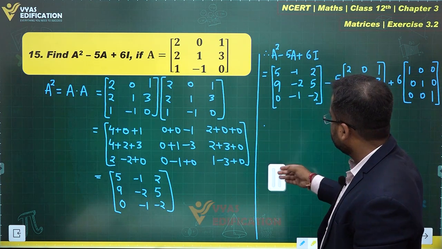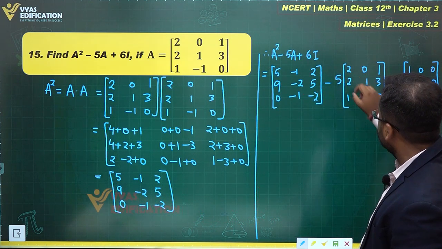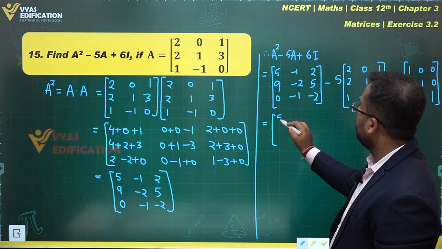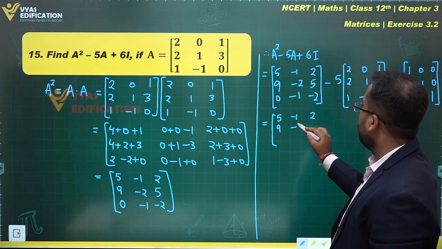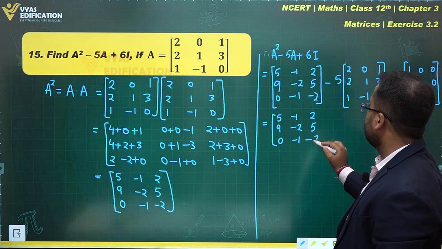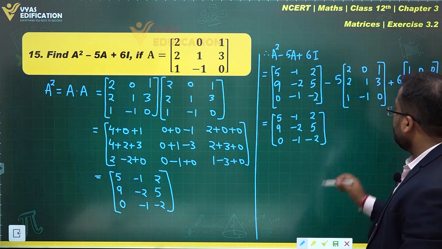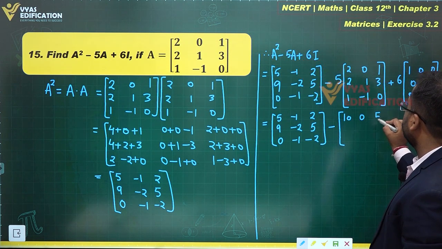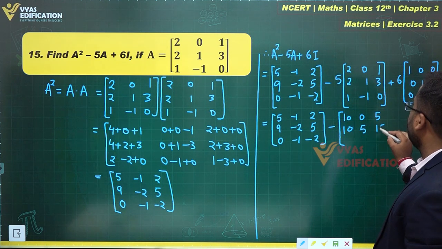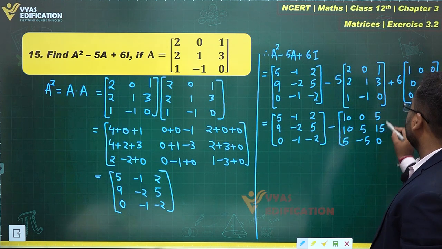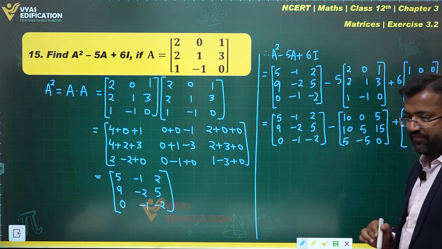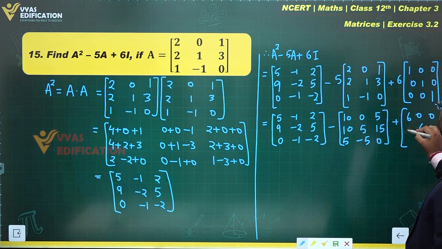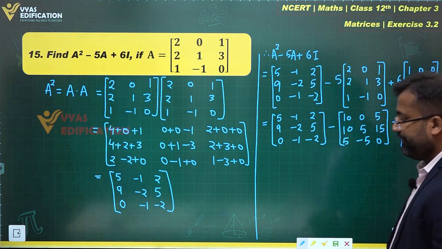I'll write one more step, that is the multiplication of this 5 and this 6, and then we'll add and subtract. So what you get is 5, minus 1, 2, 9, minus 2, 5, 0, minus 1, minus 2, minus: 5 times 2 is 10, 5 times 0 is 0, 5 times 1 is 5. This is 10, this is 5, this is 15, this is 5, this is minus 5, this is 0. Plus, this will become 6, 6, 6, and the rest of the elements would be 0.